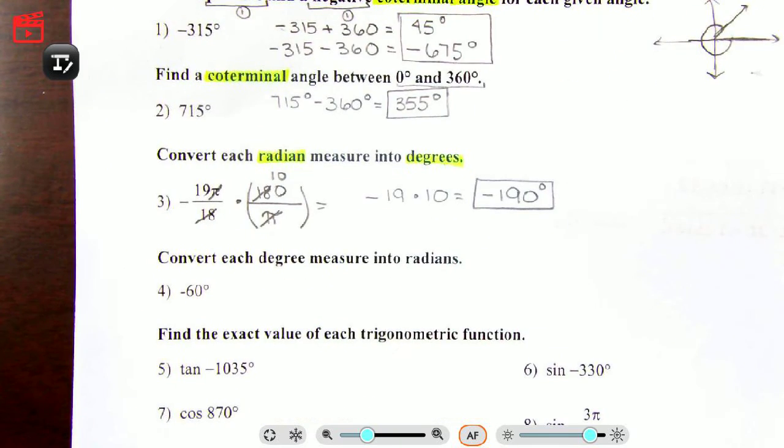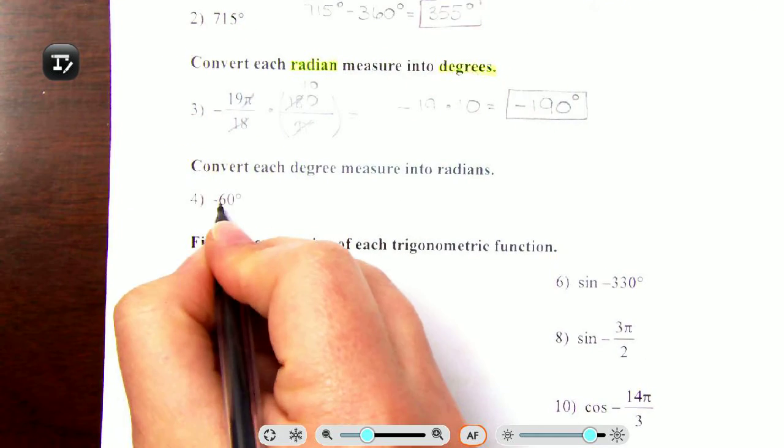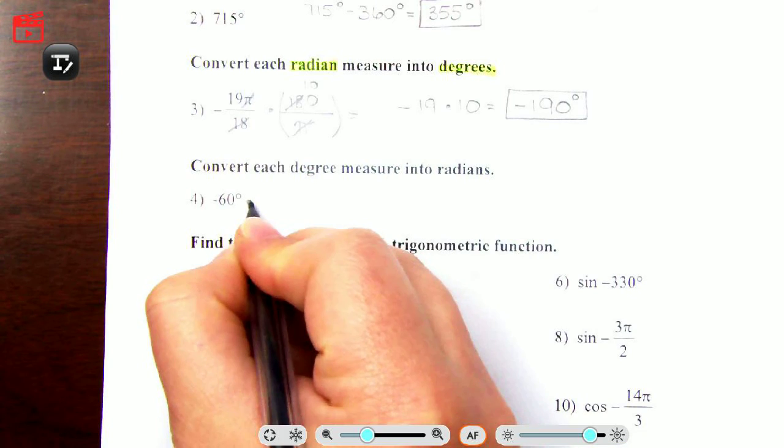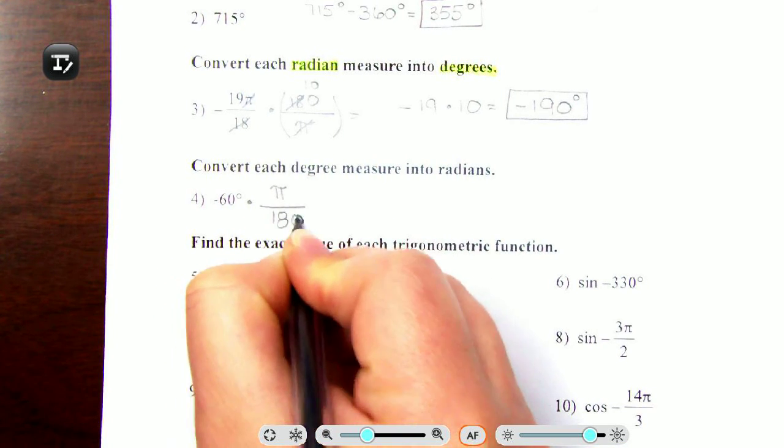Convert each degree measure into radians. So now we're going the opposite direction. Given to us is degrees, we want radians. So now we want our conversion to have pi on top, since we want our answer in radians.